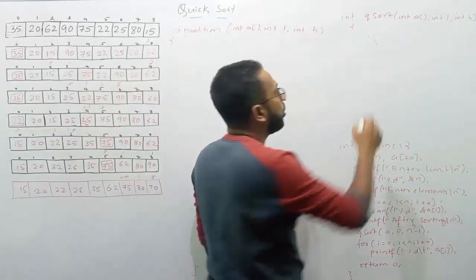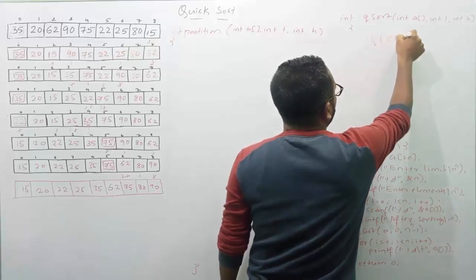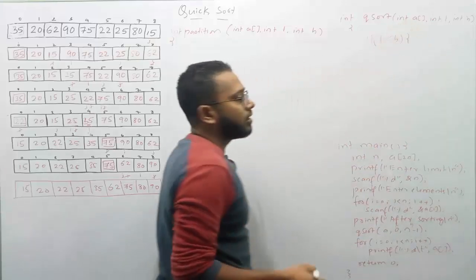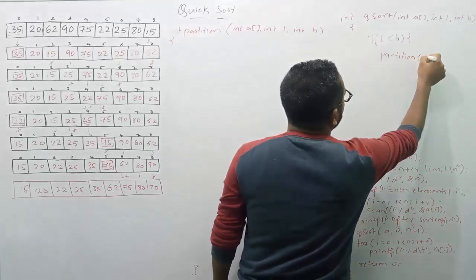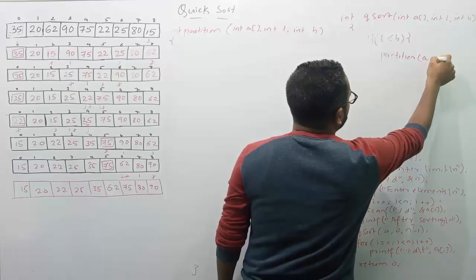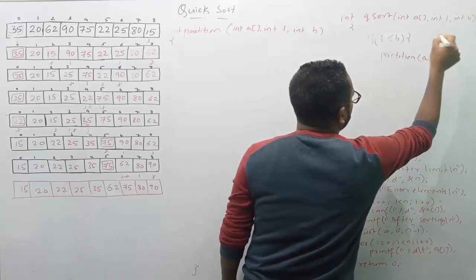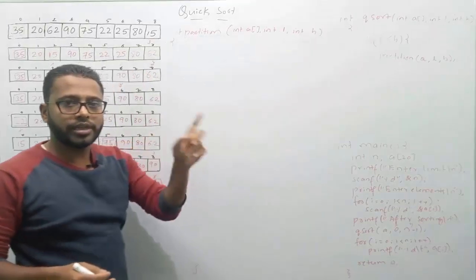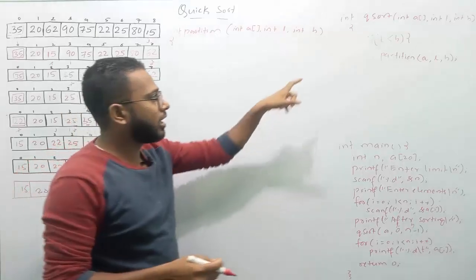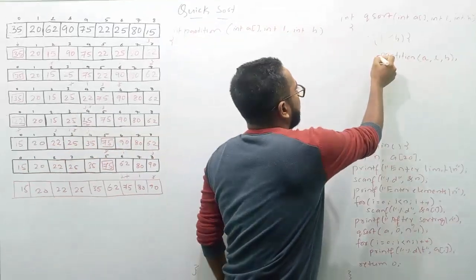If low is less than high, then I will call partition and I will pass array, low and high. Low value is 0, high value is 8, so 0 is less than 8, the condition becomes true, and I am making a call to this partition function.